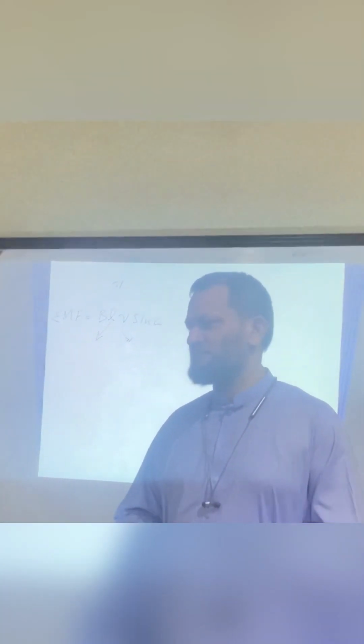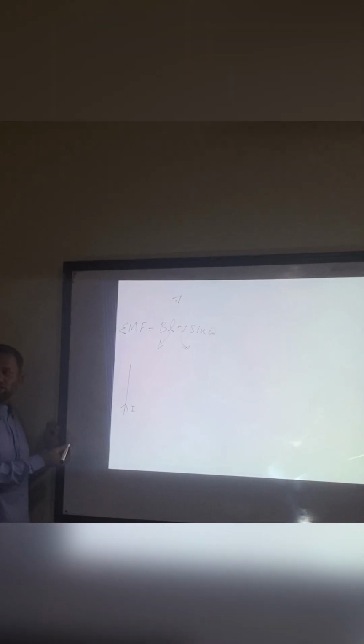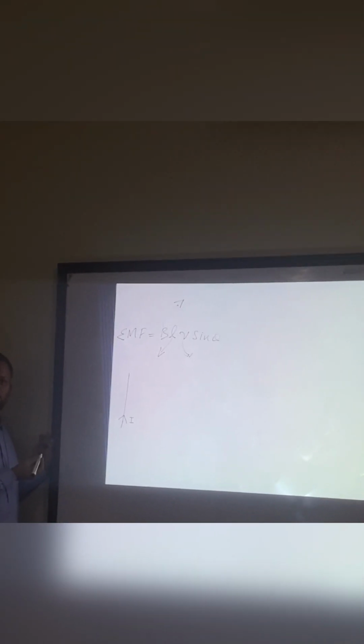around that conductor? A magnetic field will be observed around that conductor. For example, a current I is flowing in one conductor. There will be a flux around that conductor.